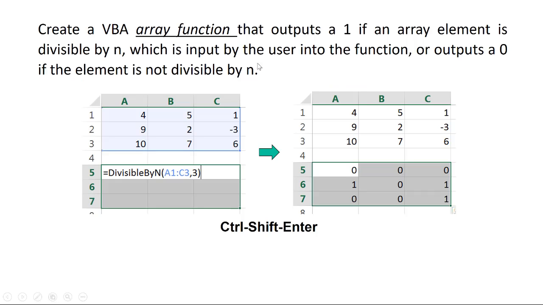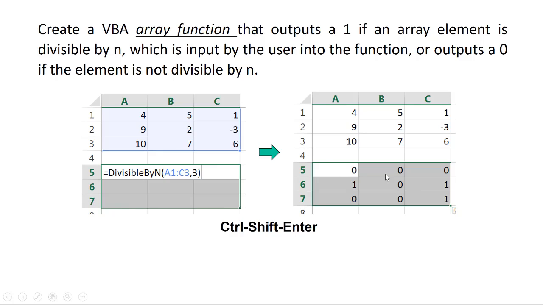So the example I'm going to show you, we're going to create a VBA array function. Instead of counting the number of items that are divisible by n, what we're going to do is highlight a 3 by 3, and that corresponds to the same size as the array, the argument. So we have a 3 by 3 output, and then we're going to use divisible by n, and we're going to do Control Shift Enter. Array functions, you need to do Control Shift Enter to get the output, to apply that function to all of the cells in that array.